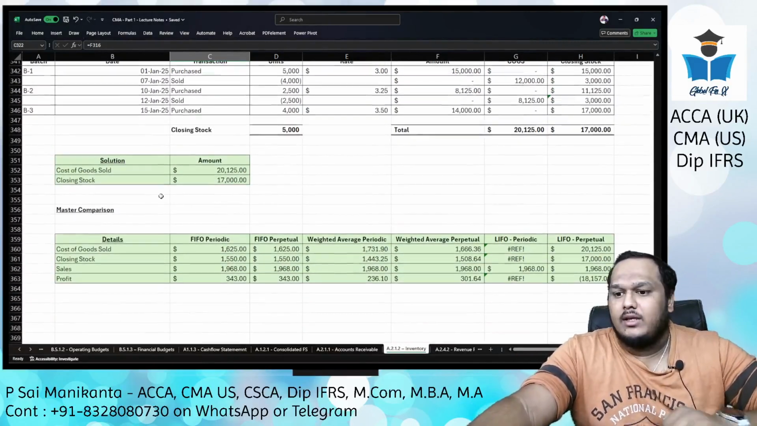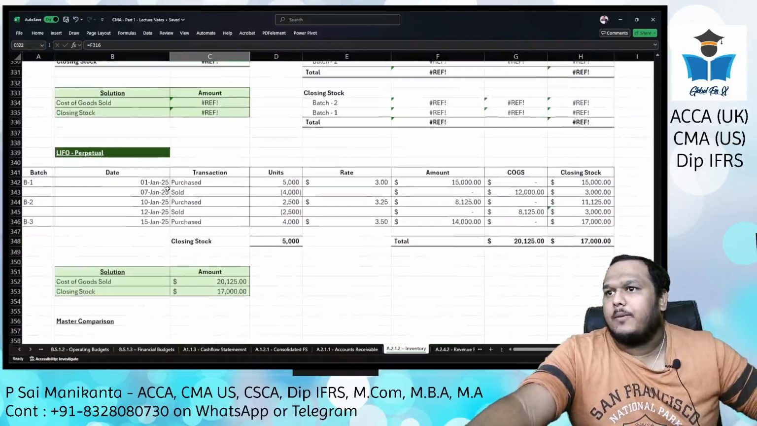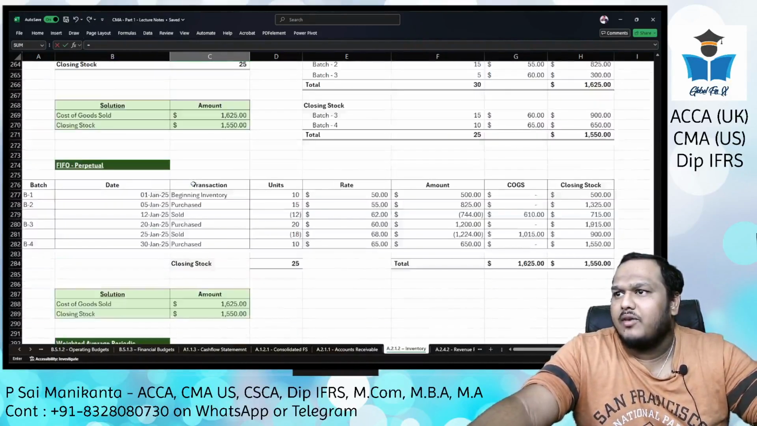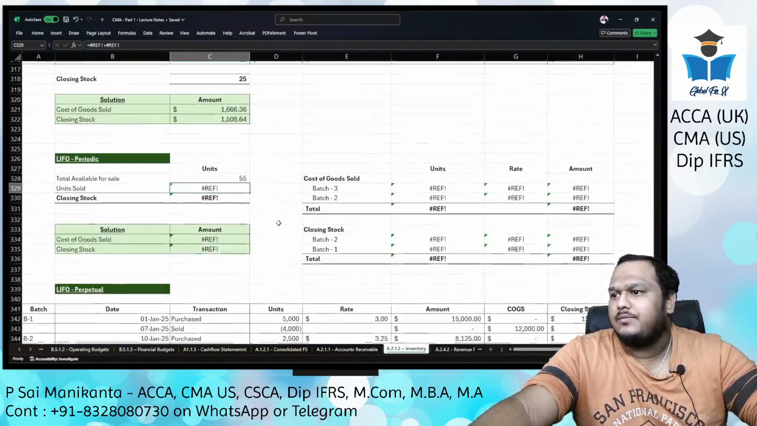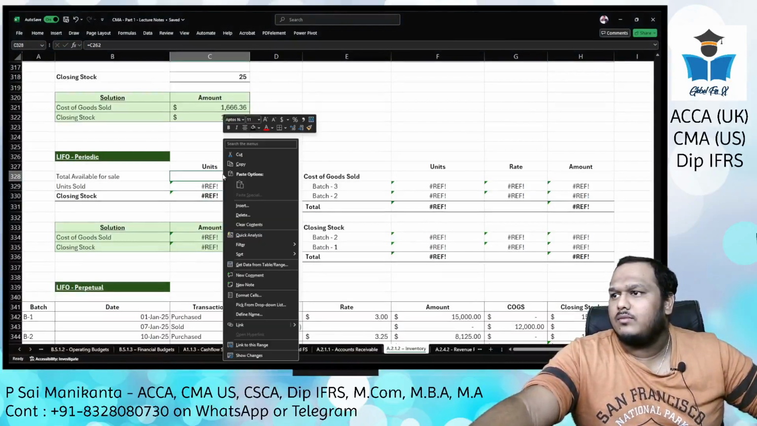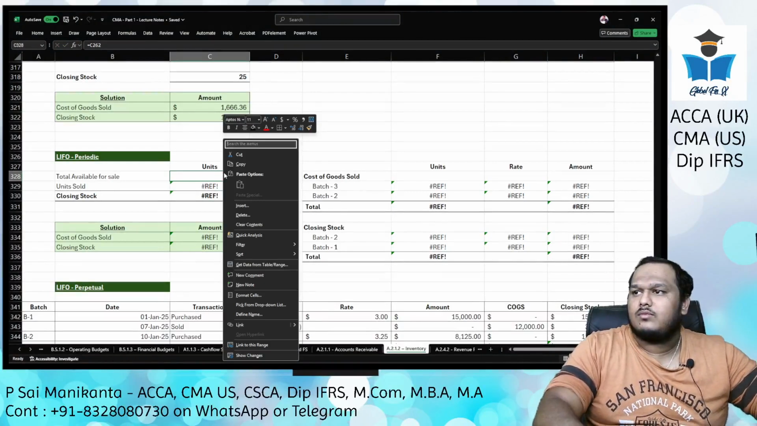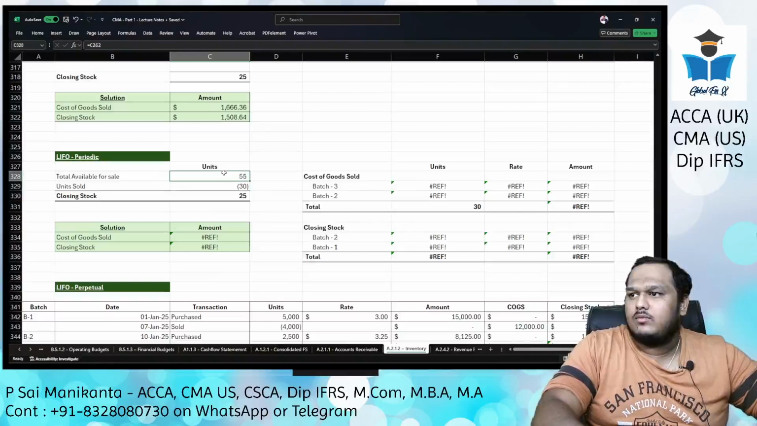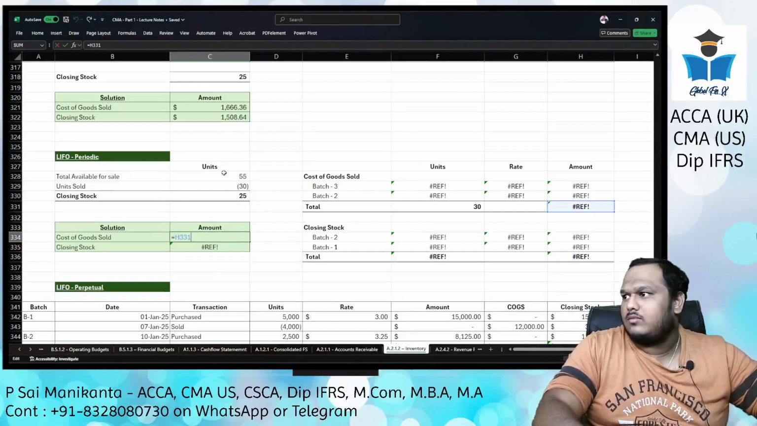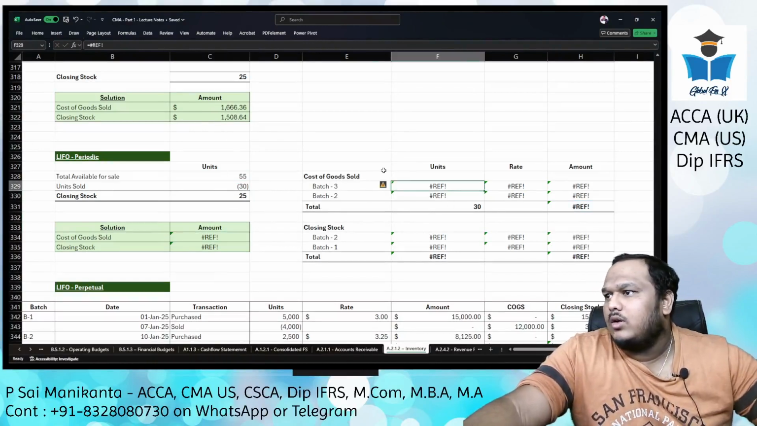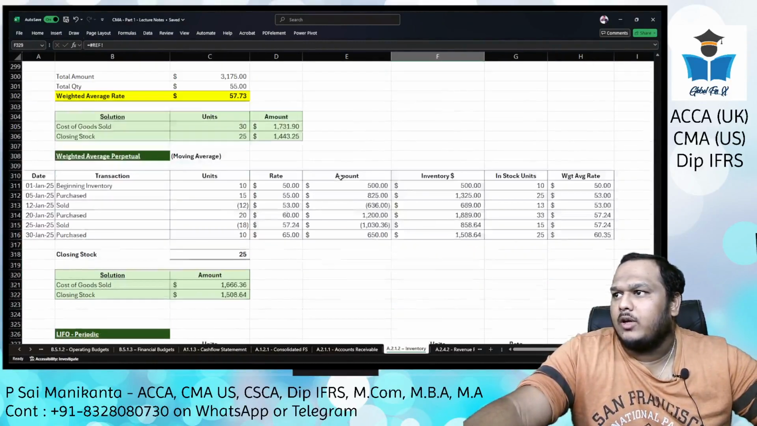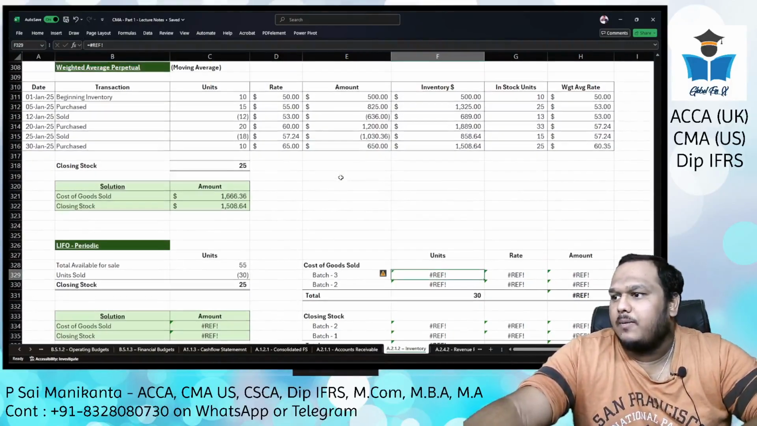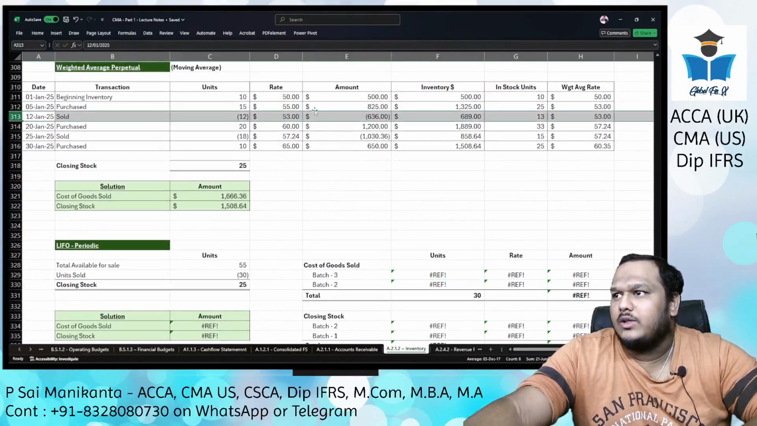So let's go ahead. It's already been what, 25 minutes. Okay, so LIFO periodic. This I already have in FIFO, so I'll just use that. So cost of goods sold for LIFO periodic. Under LIFO, we always assume to be selling from top to bottom, right? So first, this 12 units.